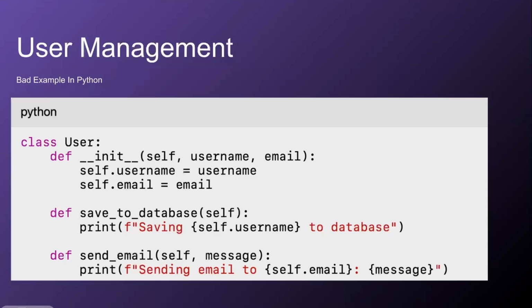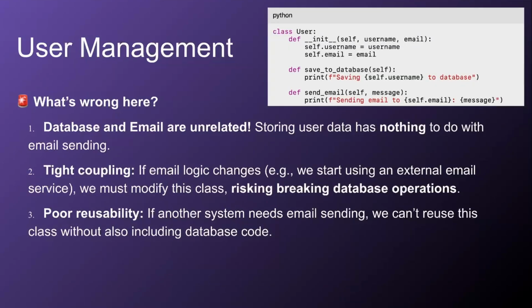And send underscore email is the method for sending email. It takes some message and sends that email to whatever self.email is, with whatever message we have provided. Now take a look at the problems with this particular code snippet. Obviously we can see this is violating SRP, the single responsibility principle, because right now there is more than one responsibility for this user class. It is saving to the database, and it is also sending email. The issue with this code is that database and email are unrelated. Storing user data has nothing to do with email sending. For sending email, we don't need the username of the user.